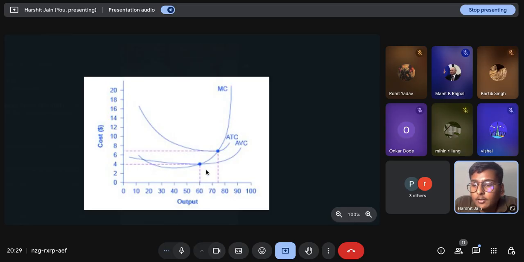Then the average fixed cost. There is no average fixed cost here. It always decreases. If you buy a building for the production, when the production increases, each and every time the average fixed cost will decrease. And the average variable cost, this one, firstly benefits from specialization. It will decrease slightly, then it will increase, then suffer inefficiency.